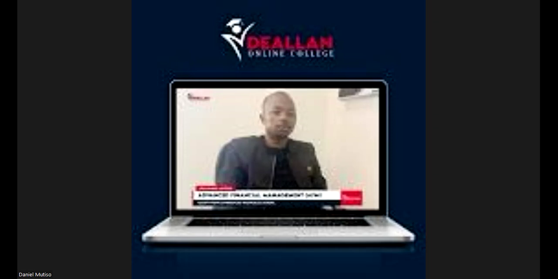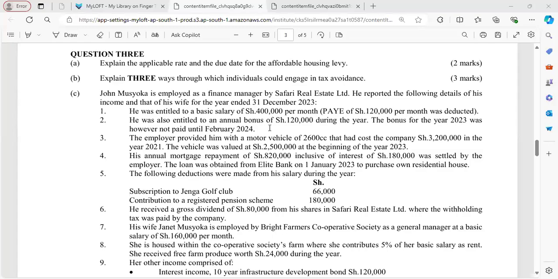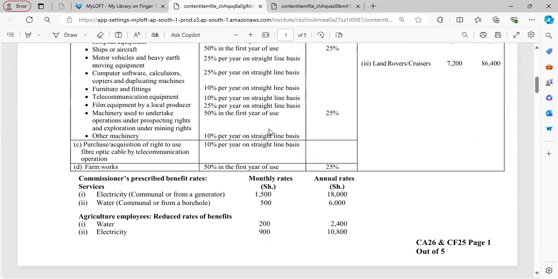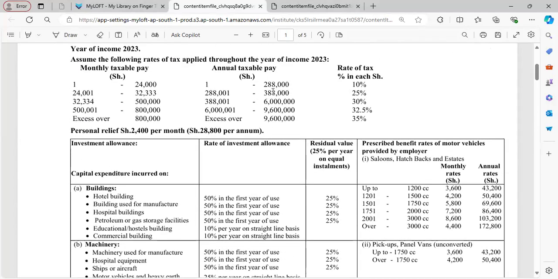Let me share this question here. I think I was getting something different, because I was getting 106,600. Hizo sionangi zikiwa shida. As long as you umepata njia, there is no problem with that. You can see the tax rate is 32.5%. For the 388,001 to 6 million it is 30%. And so on, but we will do more questions to elaborate this new tax band, which was examined last semester.